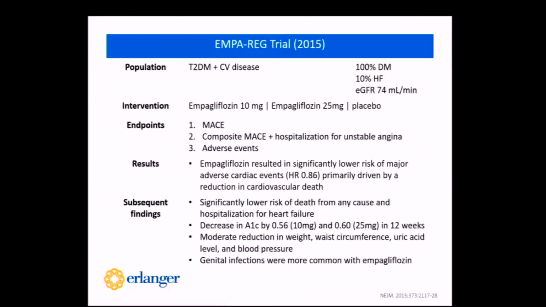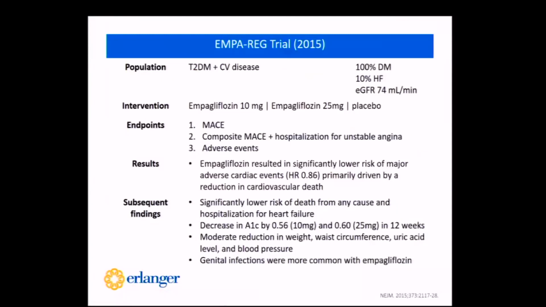This study looked at empagliflozin 10 milligrams, 25 milligrams versus placebo, and its endpoints, like mentioned earlier, were those major adverse cardiovascular events. Those were the primary endpoints. Some secondary endpoints included the composite of MACE plus hospitalizations for unstable angina, and it also wanted to look at the adverse events with empagliflozin.